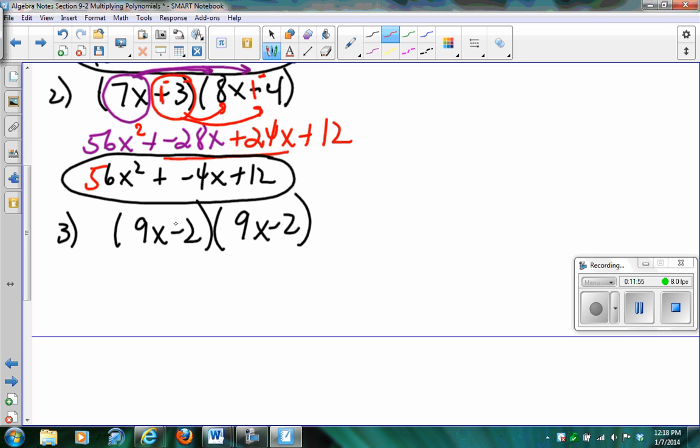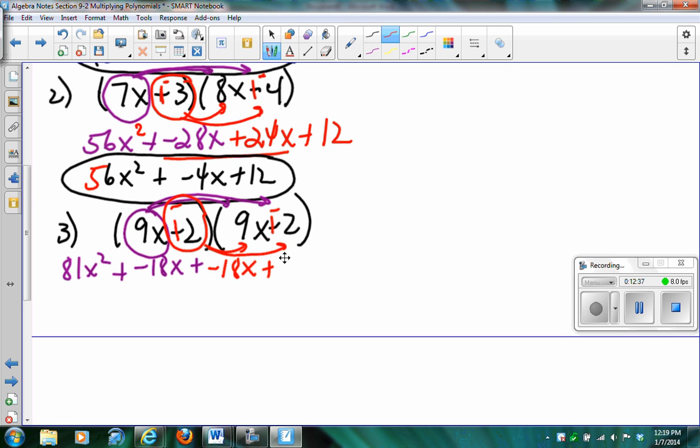I'm going to start by changing the subtraction to addition of the opposite. Then I'm going to take the 9x in the first binomial and multiply it by each term in the second binomial. So 9x times 9x is 81x squared, and 9x times negative 2 is negative 18x. Then I'm going to multiply the negative 2 times each term in the binomial. Negative 2 times 9x is negative 18x, and negative 2 times negative 2 is 4.